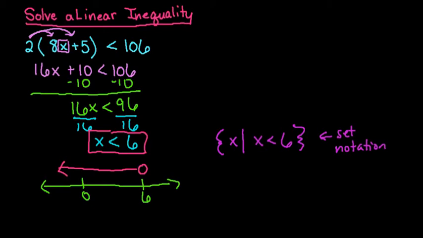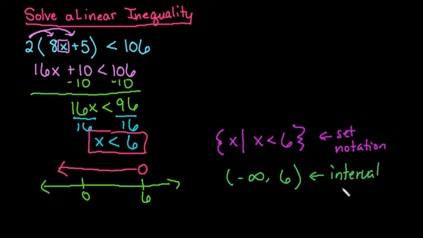And if you are dealing with a class where you have to write it in interval notation, this would be all values starting from negative infinity up until 6, and then we use a soft parenthesis because it does not include it. Remember, you use a bracket if it includes it and a parenthesis if it does not include it. So this would be our solution in interval notation.